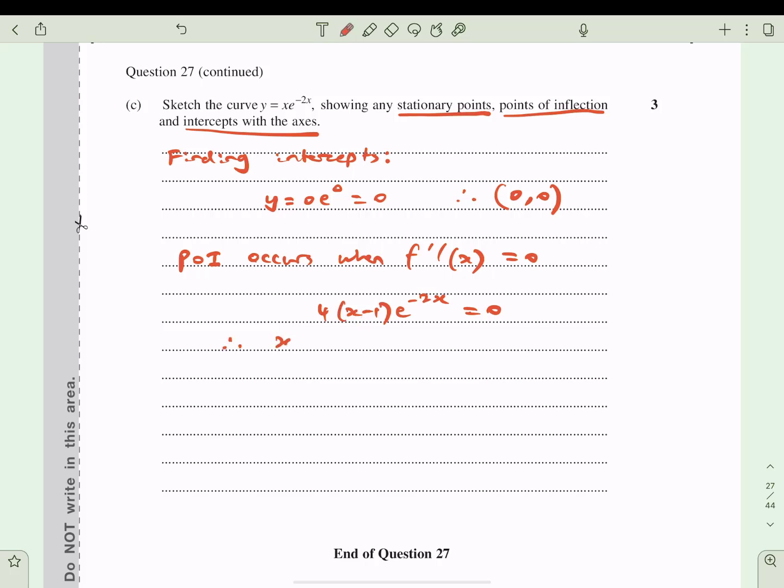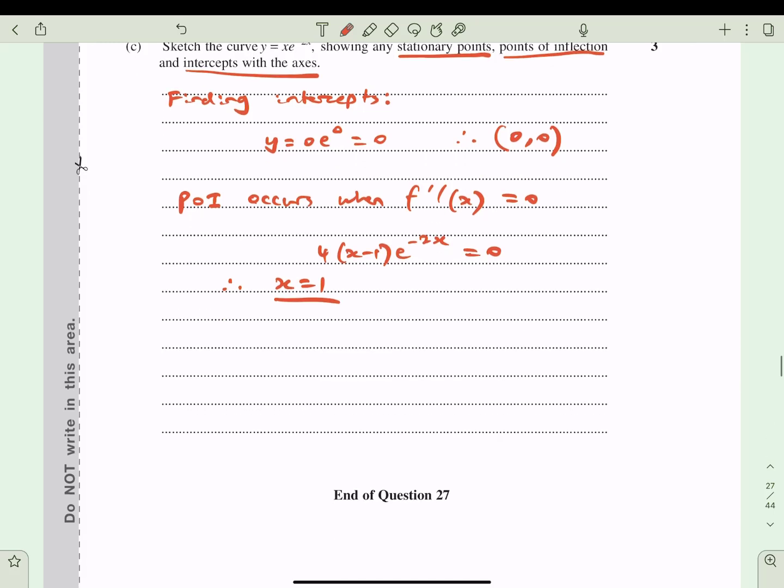Okay? However, we must remember that this is not always the case. A point of inflection does occur usually when the double derivative equals 0, but it's not always the case. So just to be safe, we need to include a sign table to double check. What that means is I'm going to have x on one row and the double derivative on the next row. So I'm going to put in 1, I'm going to put in 0, I'm going to put in 2.